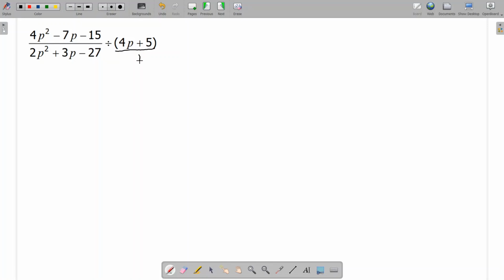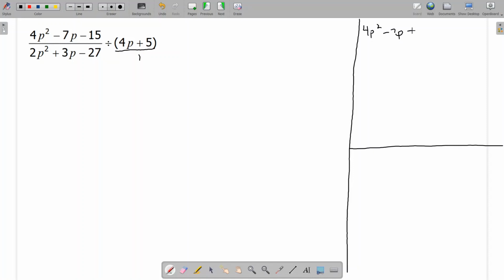Now, I want to point out that we've got some of those nasty factoring problems again. Okay, on the left side, that numerator and denominator, we're going to need to factor just like we did last time. So let's make some space off to the side where we can do those. So we have 4p squared minus 7p minus 15. And we've got 2p squared plus 3p minus 27.